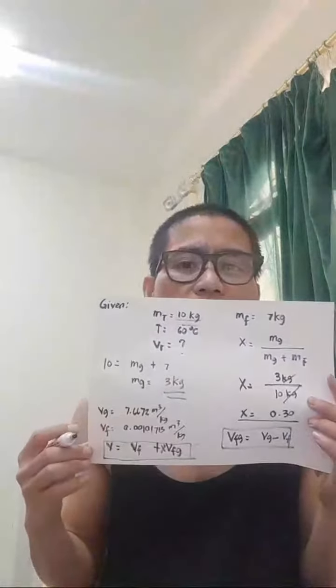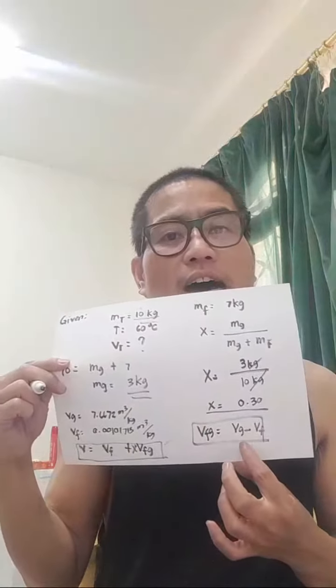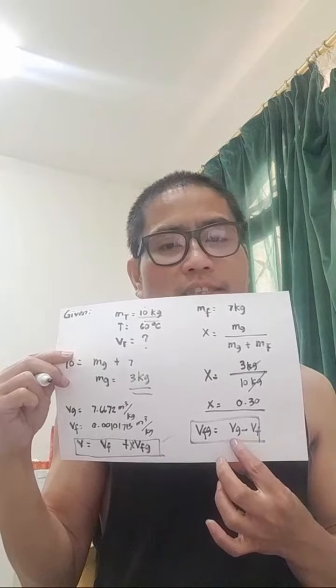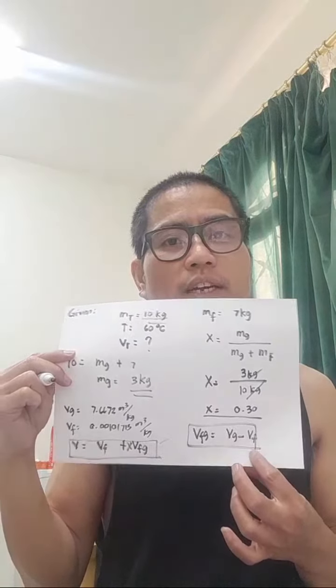vF is here already, right? So vF is 0.001017 13 cubic meter per kilogram plus the dryness fraction x, which we already solved as 0.30, right? So 0.30 times vFG. This is the vFG: the specific volume of the gas minus the specific volume of the liquid. So we have them already, so just deduct that directly.